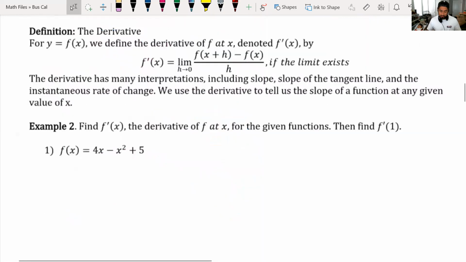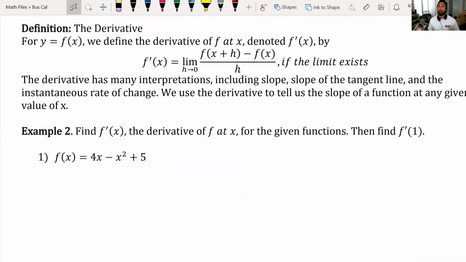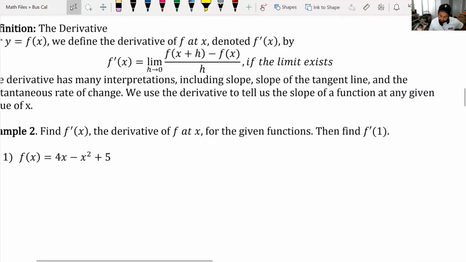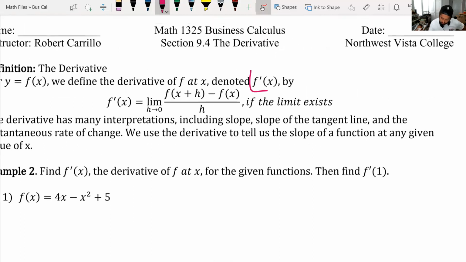Which brings us now into the definition of the derivative. Okay. So, for y equals f of x, we define the derivative of f of x denoted by f prime of x. The way to say the derivative is to say f prime of x. That means we are finding the derivative, f prime of x. Okay. Well, the derivative is given by the formula f prime of x equals the limit as h approaches zero of f of x plus h minus f of x over h.